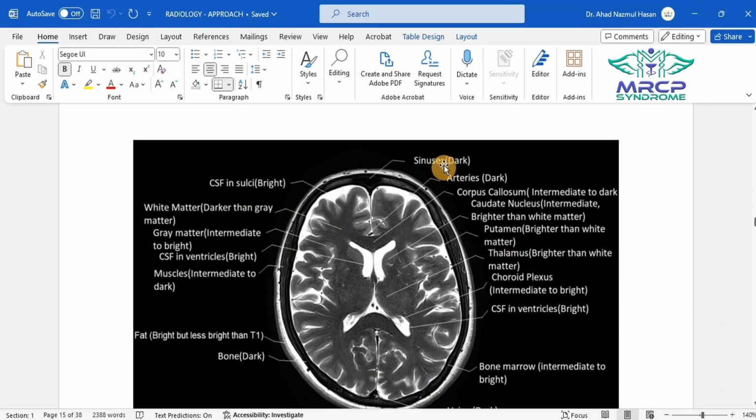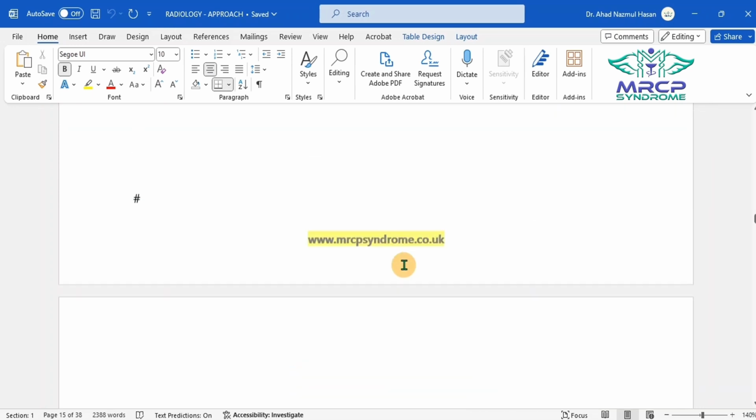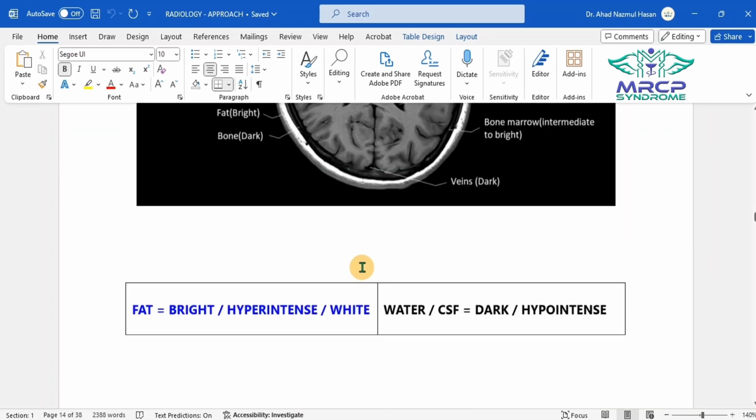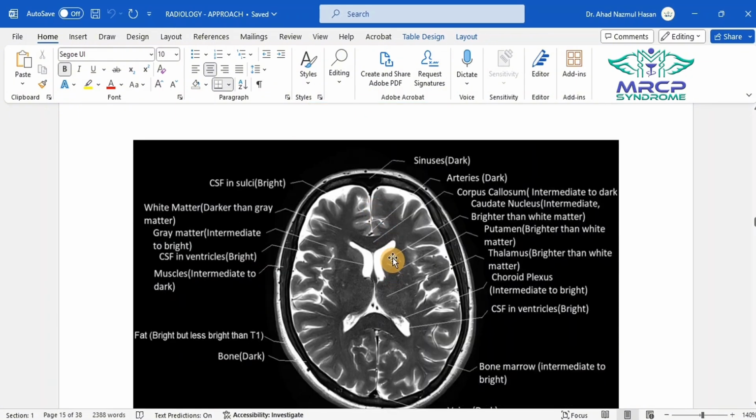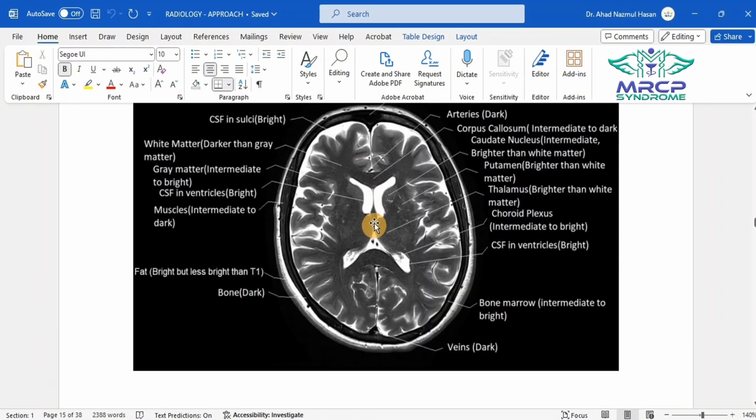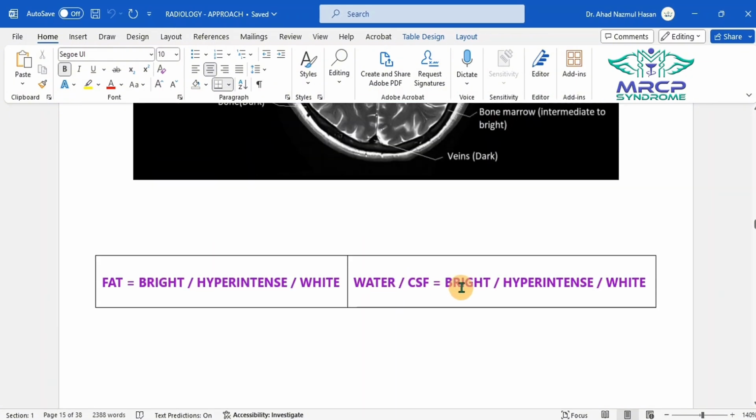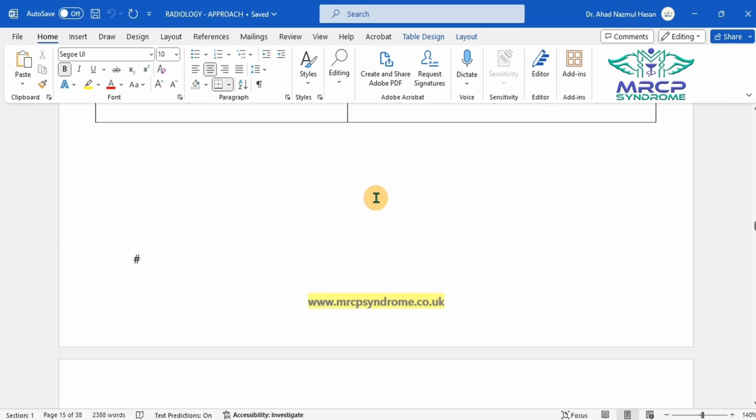Arteries and sinuses, all three, would be black or dark in both T1 as well as T2. So the caudate nucleus and putamen can be much more easily differentiated in T1, but it becomes slightly difficult to differentiate them in T2. So water, CSF, would be bright, hyperintense, and white in T2.